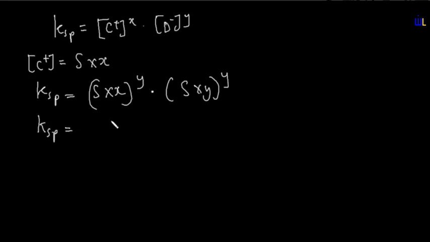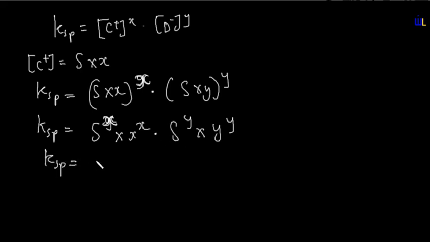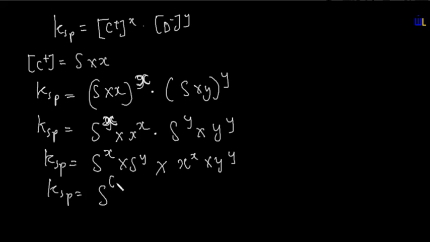Now, the implication is that if we expand this with indices, this will be S raised to the power x times x raised to the power x, times S raised to the power y times y raised to the power y. Collecting like terms, Ksp will be S raised to the power x times S raised to the power y times x raised to the power x times y raised to the power y. If I continue, this would mean S raised to the power x plus y times x raised to the power x times y raised to the power y. Put down this formula.